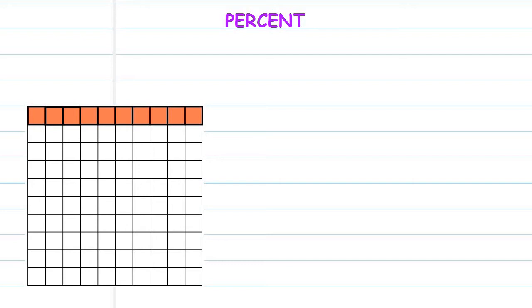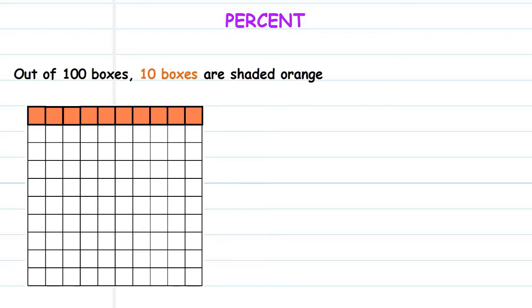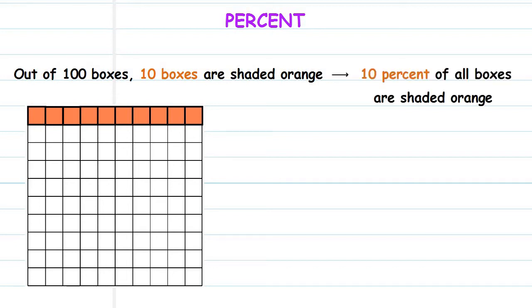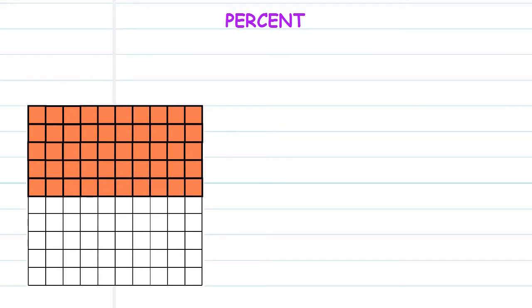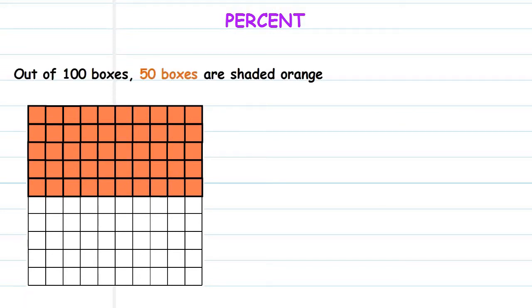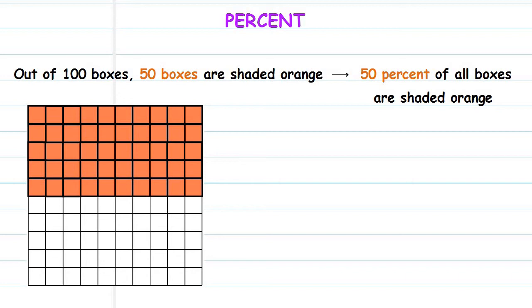Now we paint 10 of them. We can say out of 100 boxes, 10 boxes are shaded orange. Or we can say 10% of all the boxes are shaded orange. How about painting 50 of them? Now we can say out of 100 boxes, 50 boxes are shaded orange. Or 50% of all the boxes are shaded orange. So, percent is just another way to tell us the number of things that we have out of the whole 100 things.